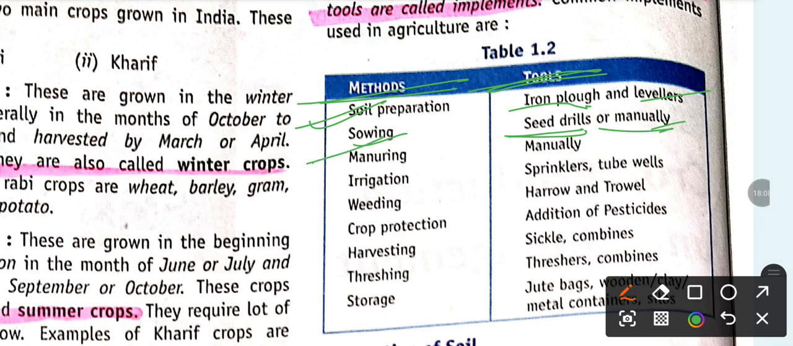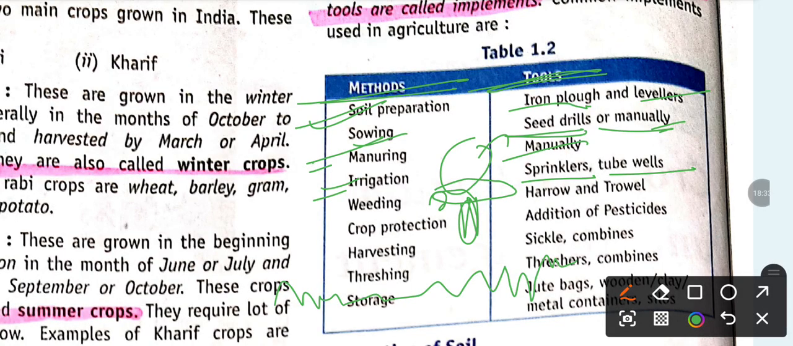After that, manuring is usually done manually by spreading it with hands. Irrigation by sprinklers and tube wells. Sprinklers have a nozzle like this, and they rotate continuously and spread water on the crops that are beneath them. Weeding, as we all know, is the removing of unwanted weeds, and harrow and trowel are used. Crop protection, addition of pesticides for removing pests. Harvesting, we use sickle or combines.